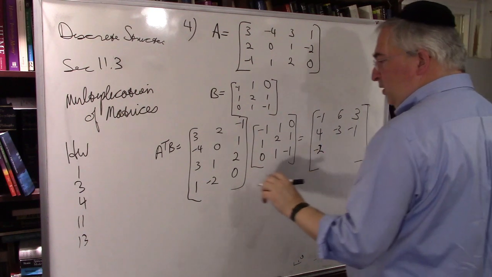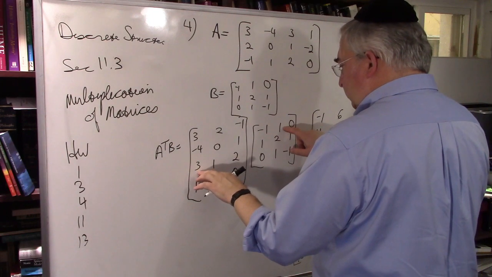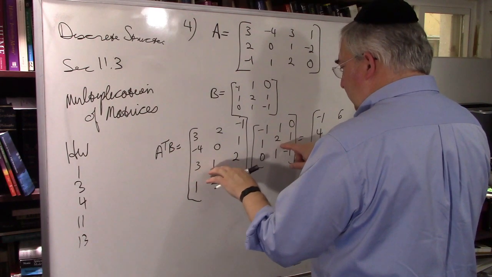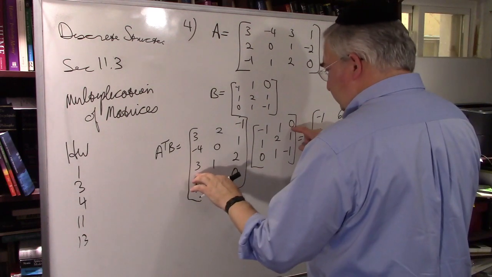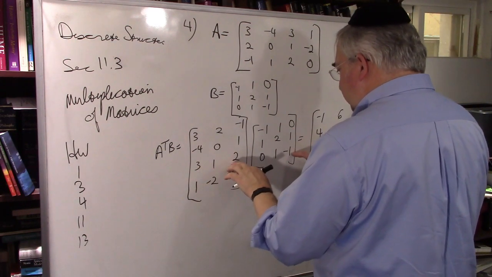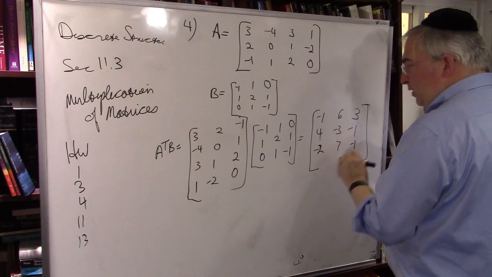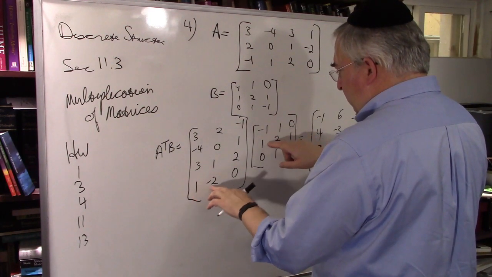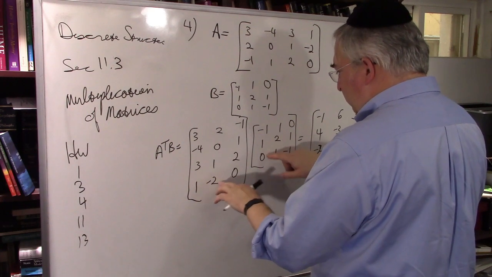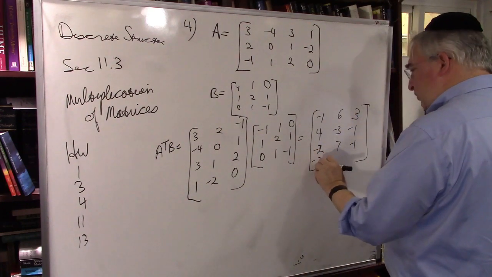Minus 2. 3 plus 2 is 5. Plus 2 is 7. 0, 1 plus minus 2 is minus 1. Okay, bottom row. Minus 1 plus minus 2 is minus 3. Minus 3.